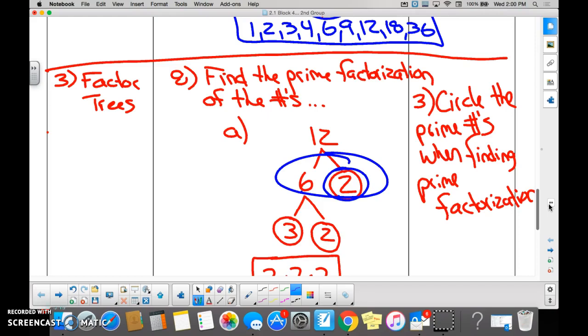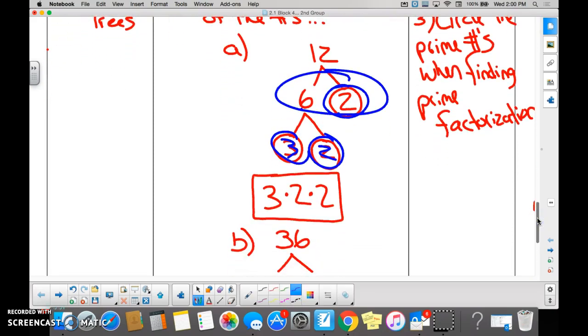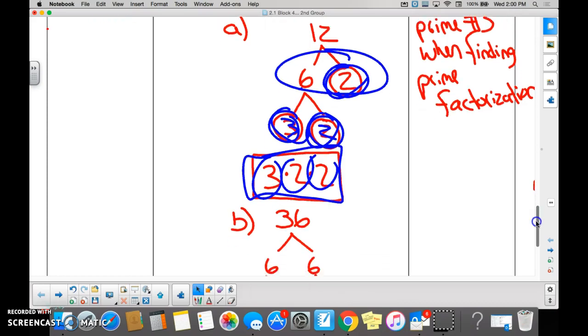Okay, so then we take the number 6. What goes into 6? 3 and 2. Are they primes? Yes. Circle them. Is there anything else to break down? No. Remember we talked about breaking down numbers? There's nothing more to break down, so then we simply write our 3, our 2, and our 2. We box it, and we have our final answer. Got it? Yes.